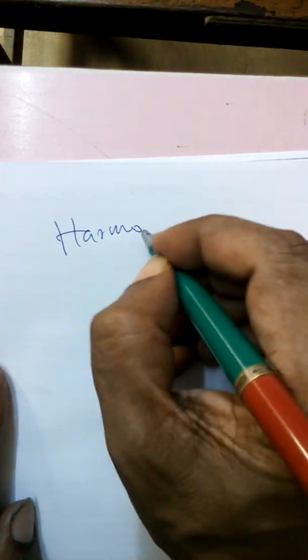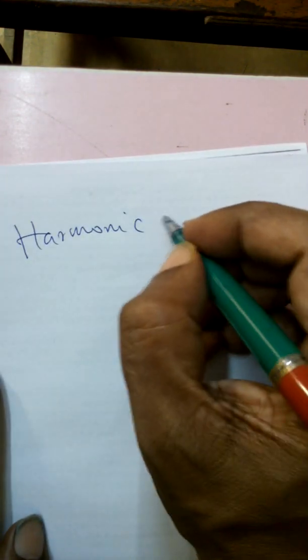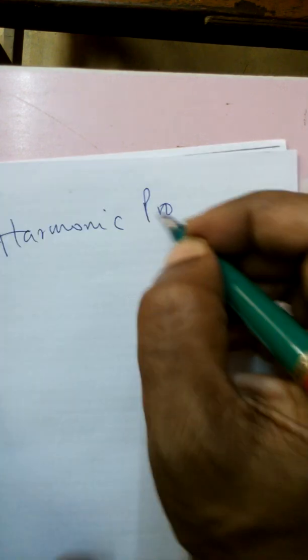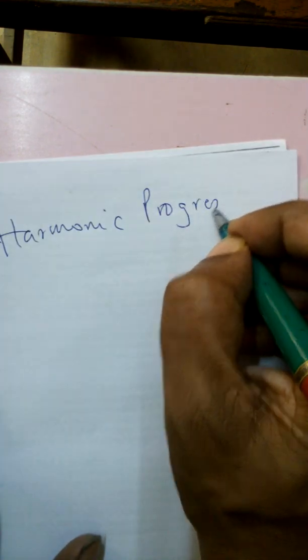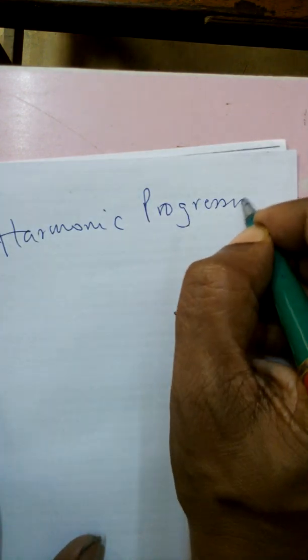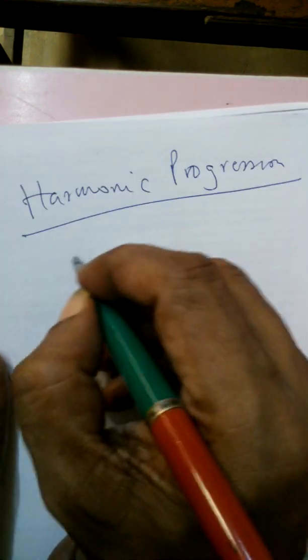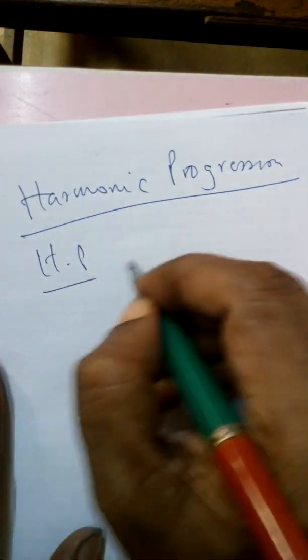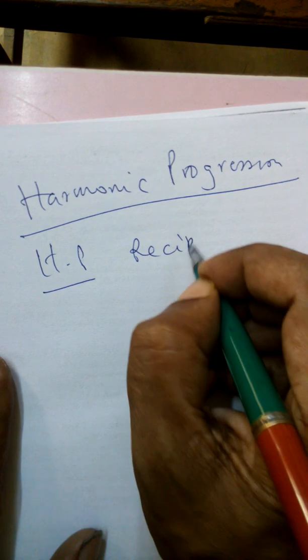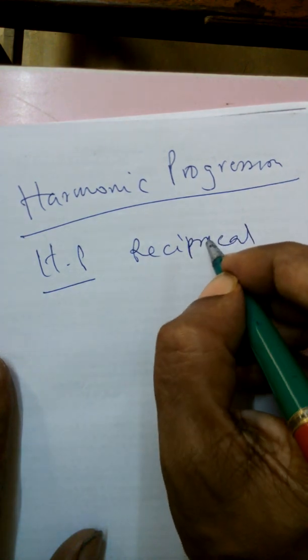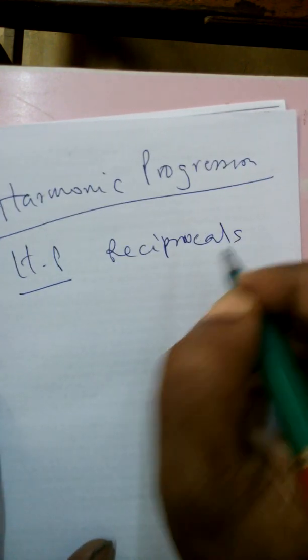One last concept I want to mention: other than AP and GP there is another progression we can have, called harmonic progression. This is not very common and important for us, but we should know what is what. Harmonic progression means just a simple thing. HP, we say. HP means reciprocals are in AP. So it is a question of reciprocals.